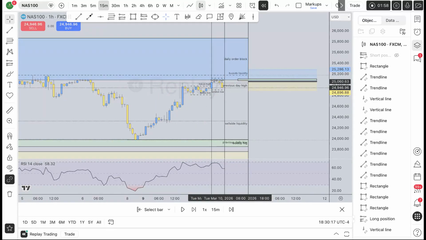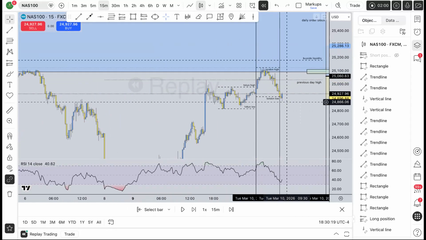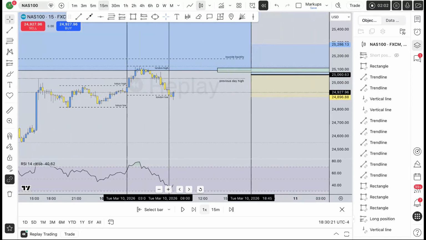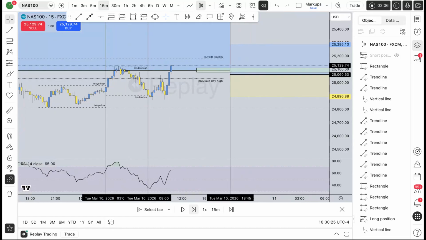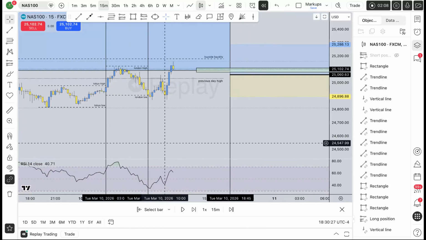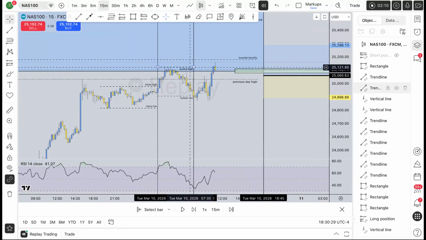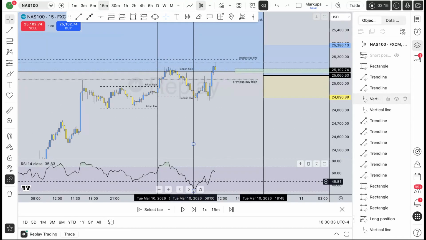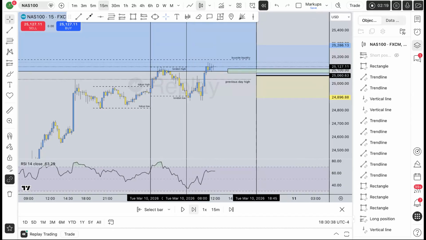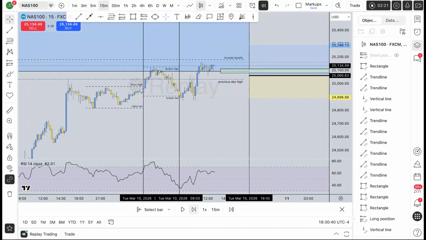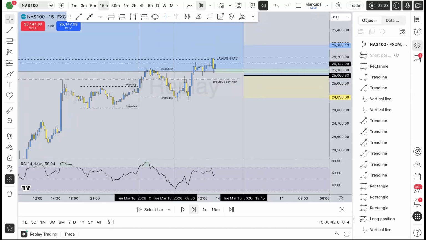So let's go back to the 15-minute time frame and watch how price moved and played out during New York session. Boom. So right here, we see the London high get taken out. This happened about 11 a.m. Let's see if the buy side liquidity gets taken out as well. Boom. Buy side liquidity gets taken out.